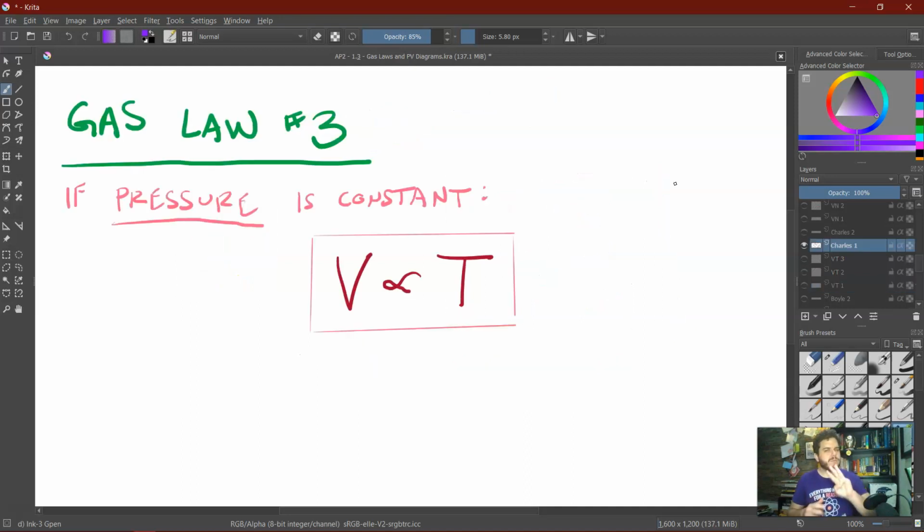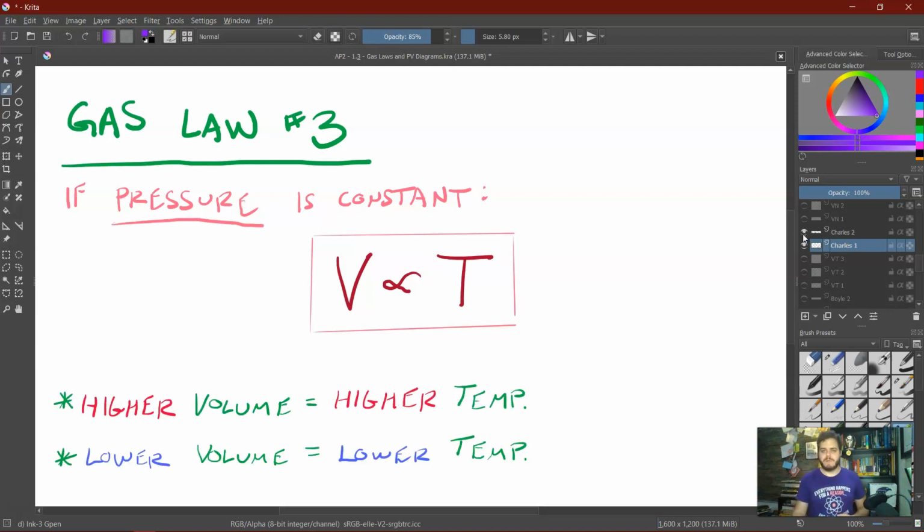And this takes us to our third gas law, often known as Charles's law, which is that if the pressure is constant, volume is proportional to temperature. Meaning that as volume goes up, temperature goes up. As temperature goes down, volume goes down.